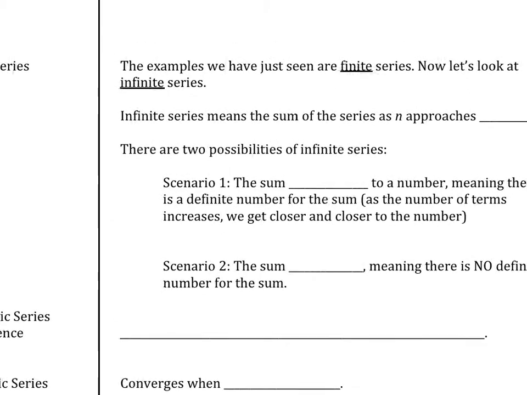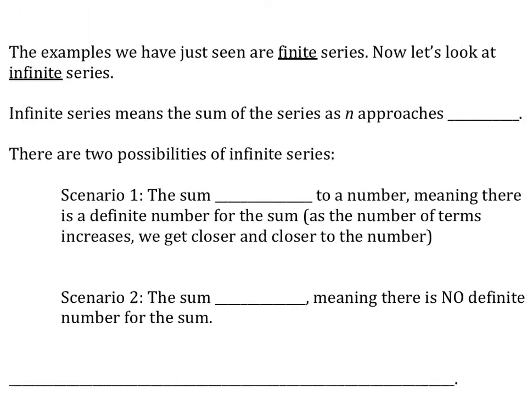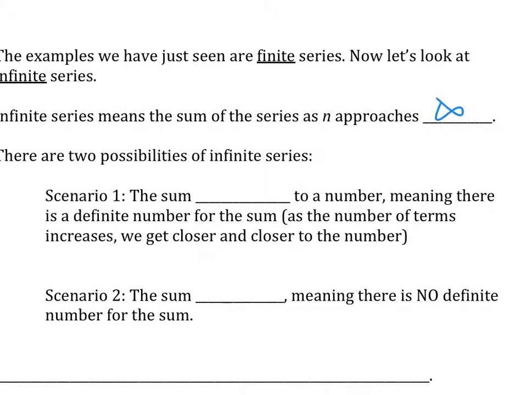Okay, infinite series. Infinite series means what happens when n goes to infinity. There are two possibilities. One is that it will converge to a number, meaning that if you try to add up all the numbers, it becomes just one number. The other possibility is it will diverge. Diverge means there's no definite sum, no definite number, whether that means infinity, negative infinity, or it just keeps going back and forth between some numbers. Those are the situations where you're going to diverge.